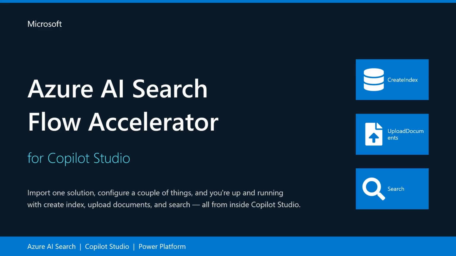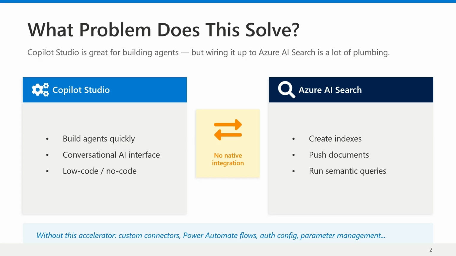You import one solution, configure a couple of things, and you are up and running with Create Index, Upload Documents, and Search, all from inside Copilot Studio. So let's go. So, what's the problem?